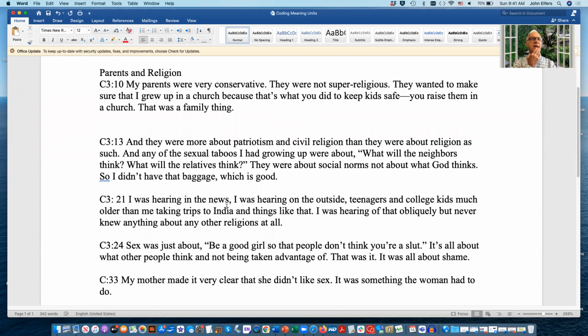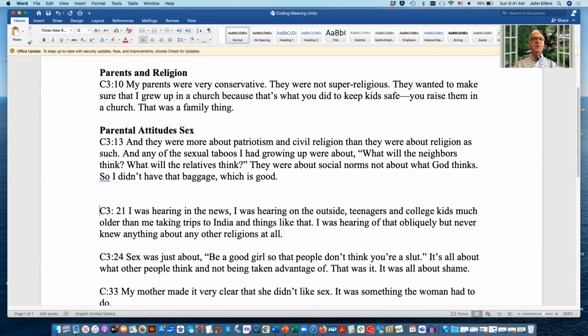Then down here, okay, and they were more about patriotism. I'm going to highlight this so I know it's a code and I can see it more easily. And they were more about patriotism and civil religion than they were about religion as such. Sexual taboos were about what will the neighbors think, what will the relatives think. So I'm going to label this parental attitudes around sex. Okay. So here it is, and I put a label on that one.